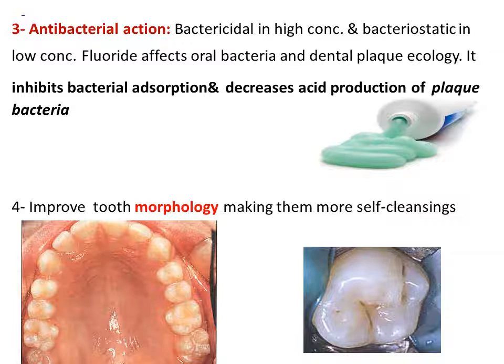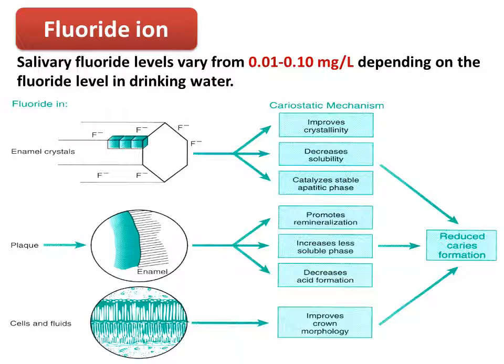The other effect of fluoride is the improvement of the tooth morphology, making teeth more self-cleansing. This occurs in the period of tooth development. Fluoride ion, when present at a low level in saliva, about 0.01 to 0.10 mg per liter, depending on the fluoride level in drinking water, will have an effect on enamel crystal, dental plaque, and the cells and fluids of the dental tissue. All these will have cariostatic mechanisms in different ways, and as a result will reduce dental caries.